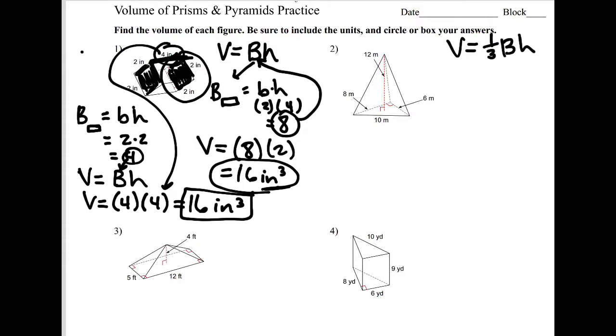Now remember, you have to identify what big B is. Big B is not 10, it's not 8, it's not 6, it's not 12. It's no number sitting here on this figure already. Remember, we have to calculate it by calculating the area of the base. So I'm identifying the base down here as this triangle because it's across from the point. Remember, the side across from the point in a pyramid is always going to be the base. So I need to find my big B, which is the area of the triangle at the bottom.